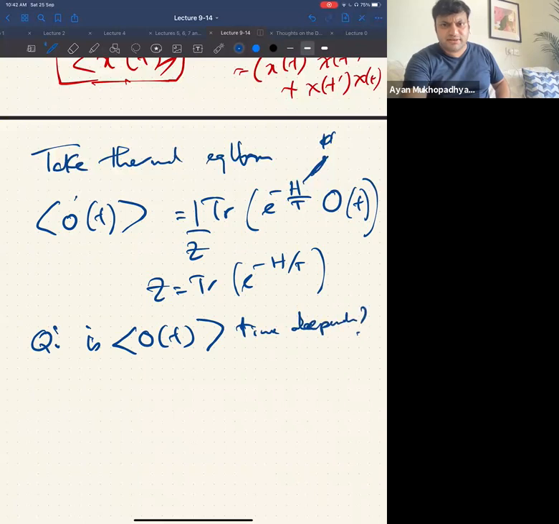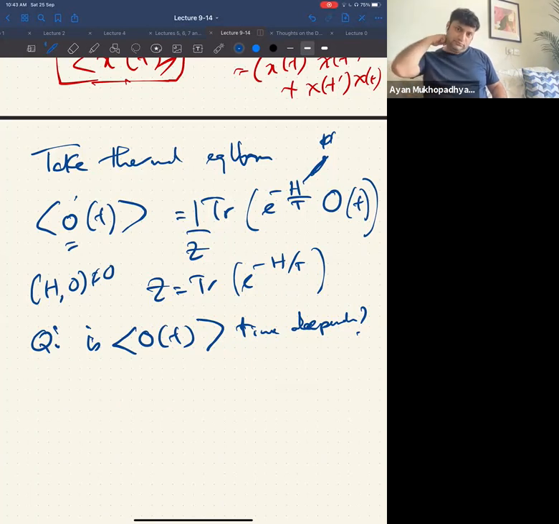Can somebody answer the question? Does the average of O of t depend on time? I claim it is not. Can you show it? It's not time dependent. Here O of t is any arbitrary observable. It need not commute with the Hamiltonian, so the commutator of H and O is not 0. It can be anything, but the average value is not changing. Can you prove it?